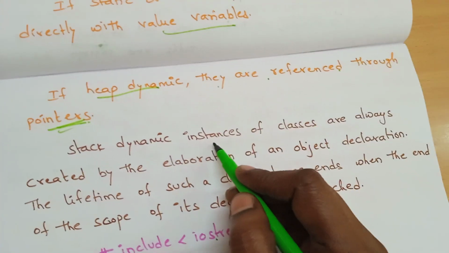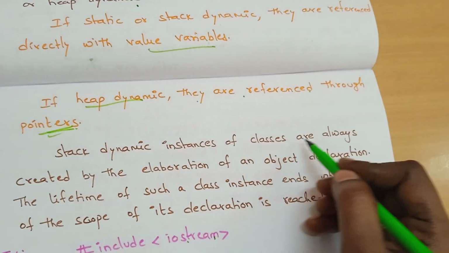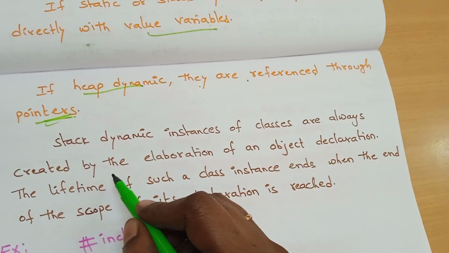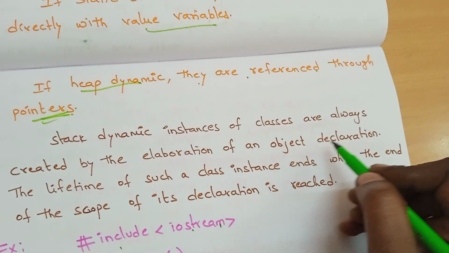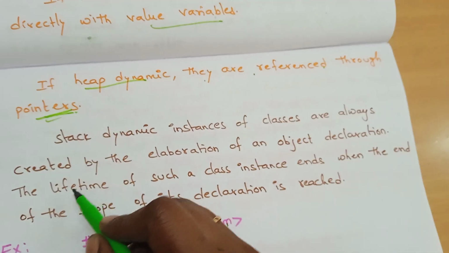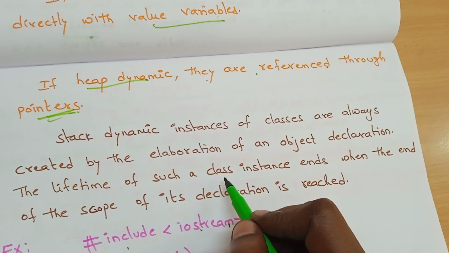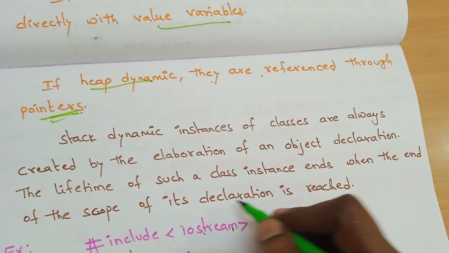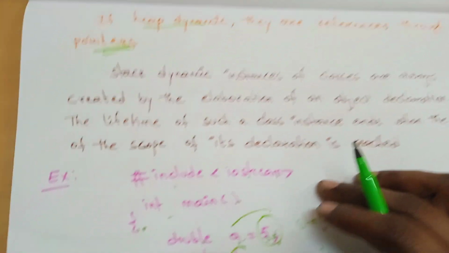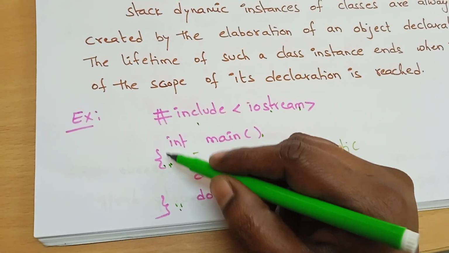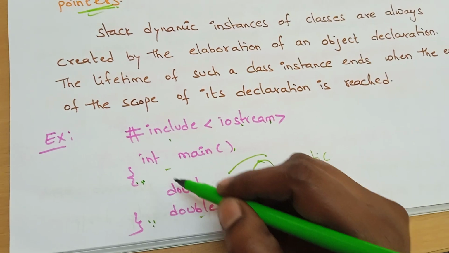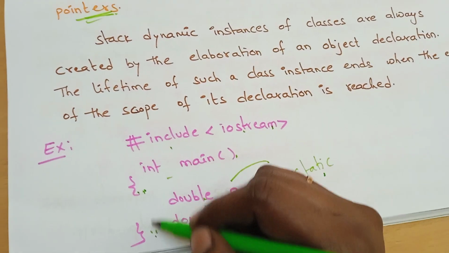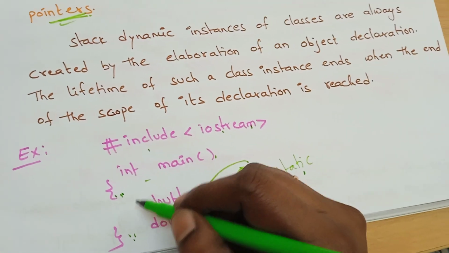Stack dynamic instances of classes are always created by the elaboration of an object declaration. The lifetime of such a class instance ends when the end of the scope of its declaration is reached. And this is what we discussed, right? The scope will end when the declaration part is reached, and the lifetime of the class instance will end.